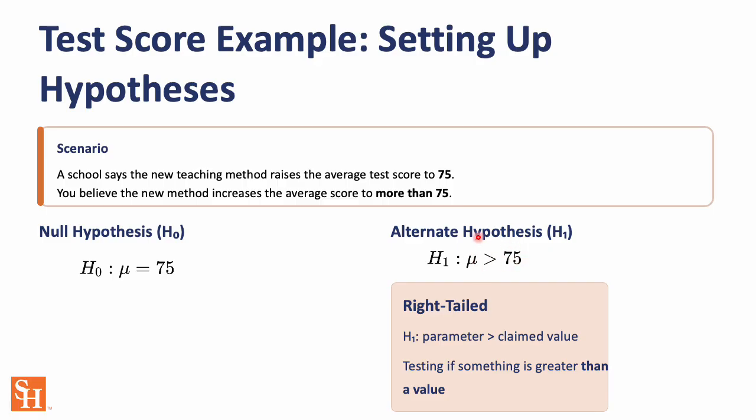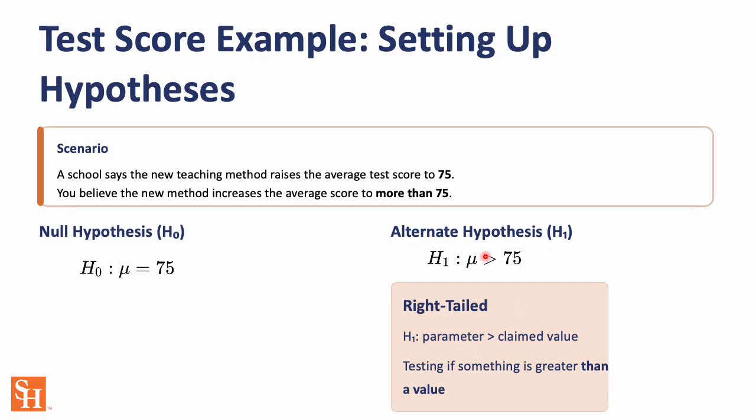Whether it is a right tail test or left tail test basically depends on how you frame the question. Even for the same problem, you can do a right tail test or a left tail test. So it depends on how you frame the question. Here we believe that the new method could increase the test score. Therefore our alternative hypothesis is mu greater than 75. Here mu is our population parameter, and it's greater than some claim value. Therefore it is a right tail test, right?